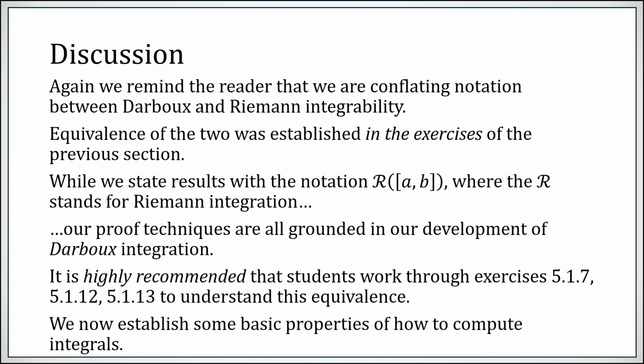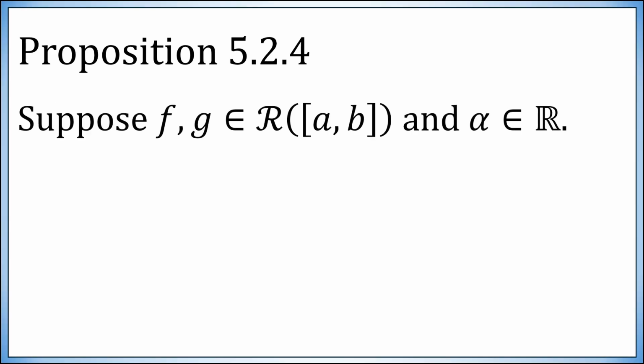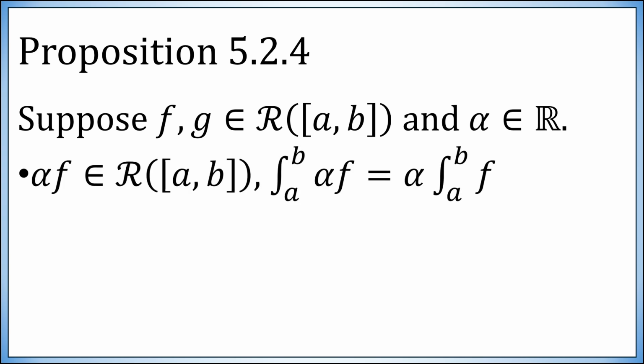Okay, let's move on to establish some basic properties of how to actually compute integrals. Proposition 5.2.4. Suppose f and g are both integrable on the interval from a to b and alpha is some constant. Then alpha times f is integrable, and the integral of alpha f is simply alpha times the integral of f. In other words, scalar constants factor in and out of integration.